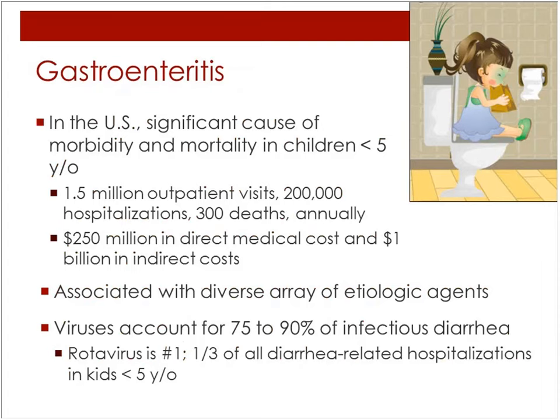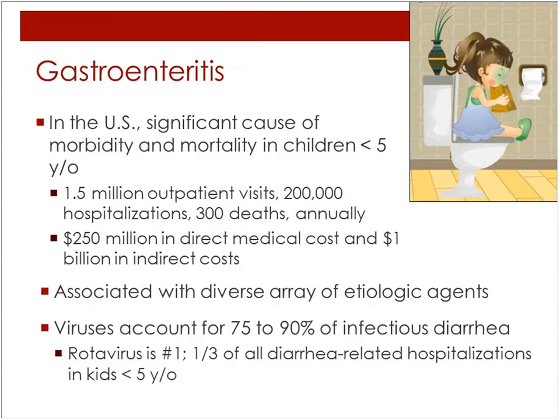Diarrheal illness is common and represents a significant burden worldwide. And this is especially so in children less than 5 years of age, where it's associated with high morbidity and mortality. In the pediatric population, gastroenteritis accounts for 1.5 million outpatient visits, 200,000 hospitalizations, and 300 deaths annually in the U.S. This is associated with significant medical costs at about $250 million direct costs and $1 billion indirect costs.